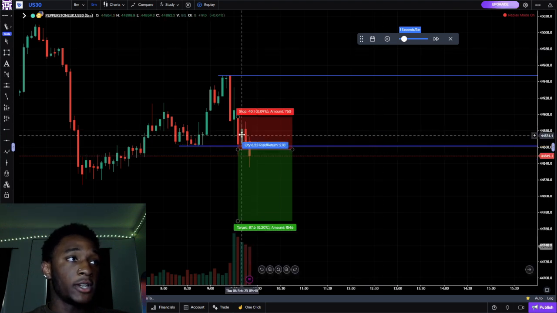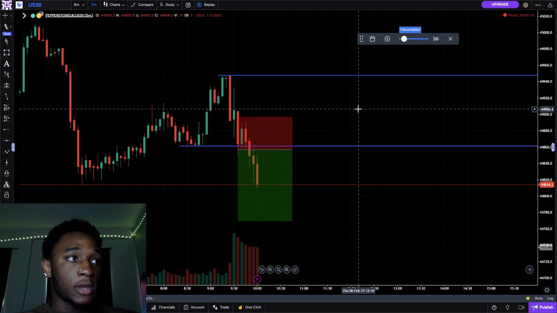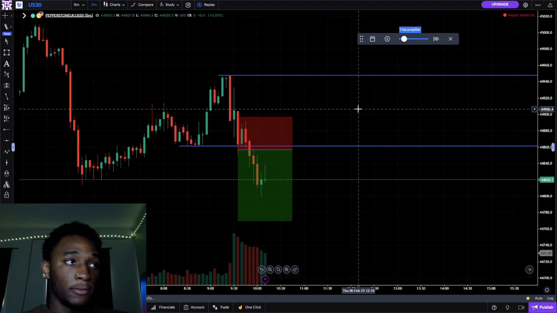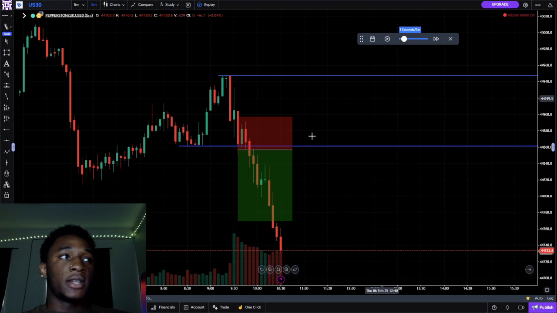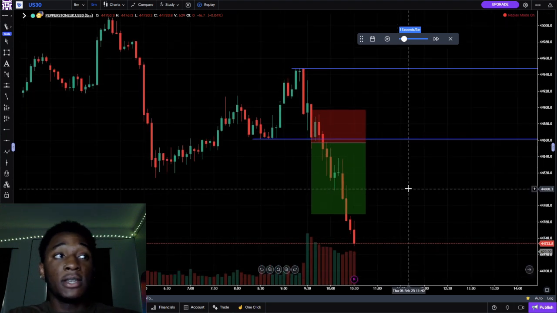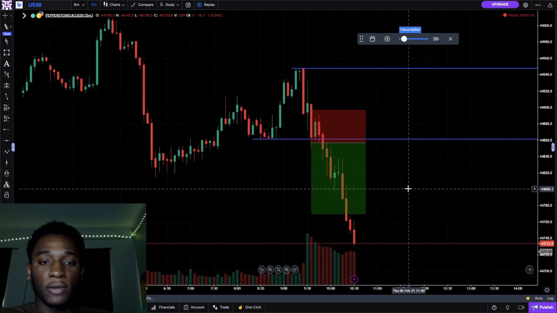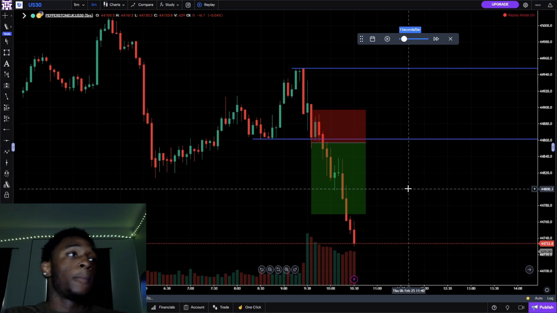Okay, we had a little bit of retracement right here. We still didn't get stopped out. Price is pushing down. Boom. Hits full TP, right? Pretty simple strategy, right? Pretty easy. This strategy is so easy. It's literally beginner friendly. It's literally the most simple strategy ever.